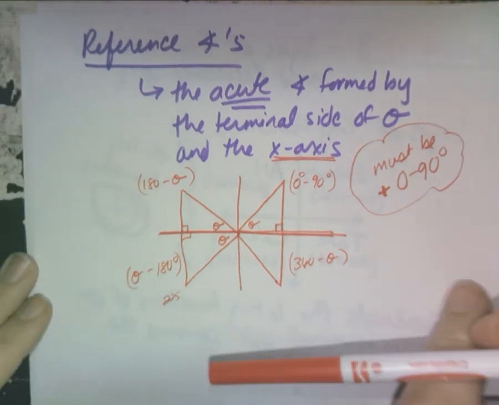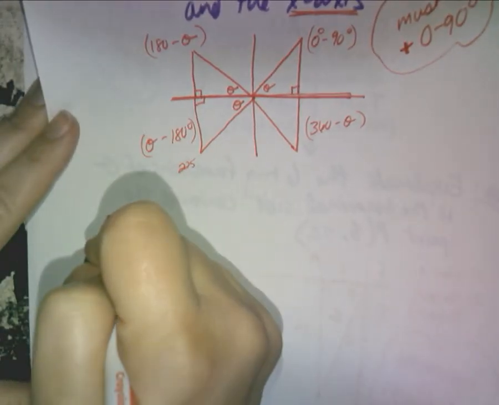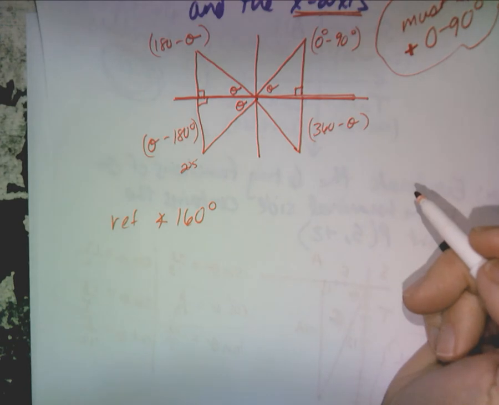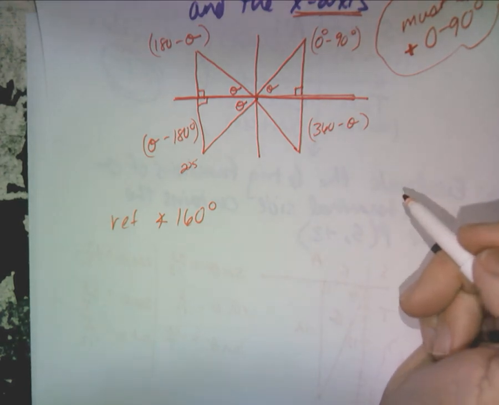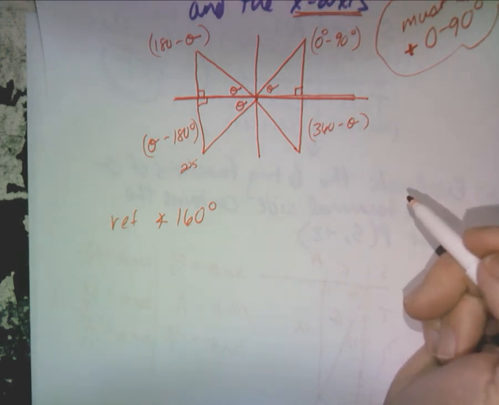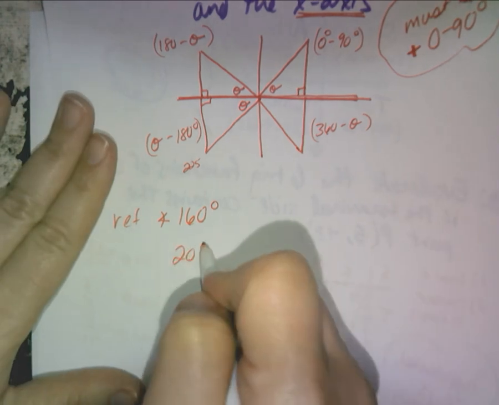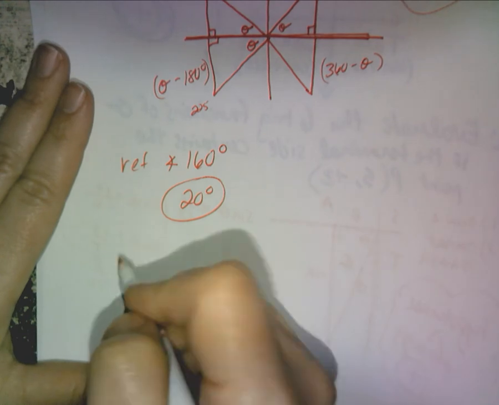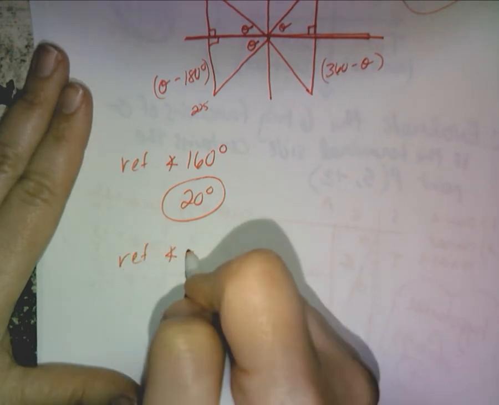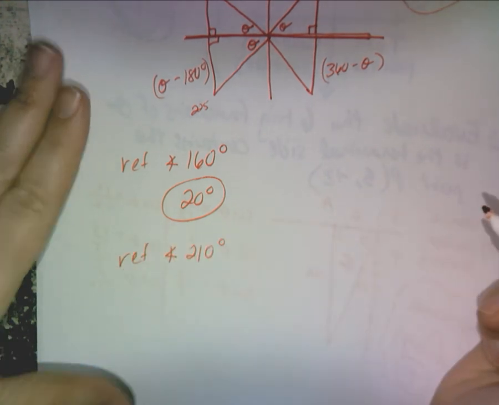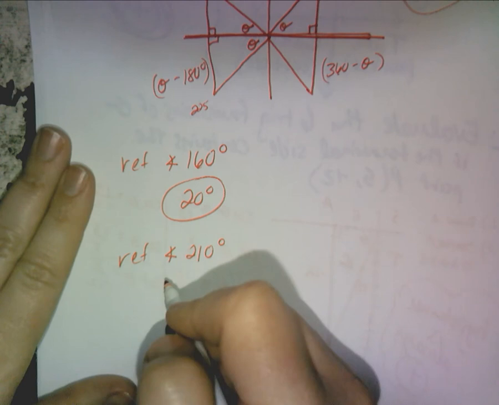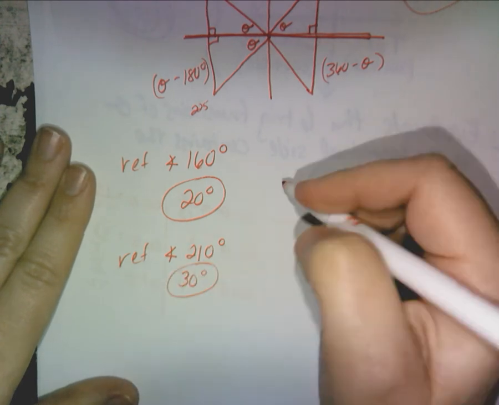So, for example, if I said, find a reference angle of 160 degrees, are you closer to 180 or are you closer to 360? 180, by how much? That's your reference angle. Boom. Let me do it again. What's the reference angle to 210 degrees? Are you closer to 180? Or are you closer to 360? 180. By how much? Is this making sense now?